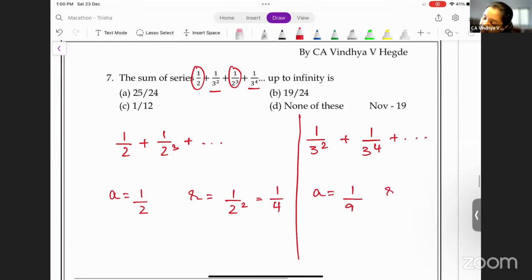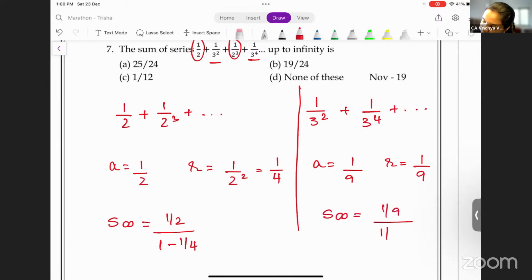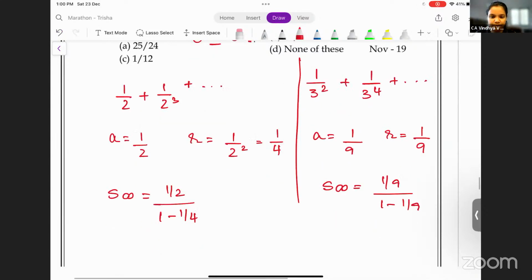Okay. And R is also 1 by 9 because 1 by 3 square, correct? 3 square into 3 square is 3 to the power 4. I hope it is clear till here. Okay. Now that you've got A and R, you can find S infinity. What is S infinity? A divided by 1 minus R. Here also S infinity is A divided by 1 minus R.